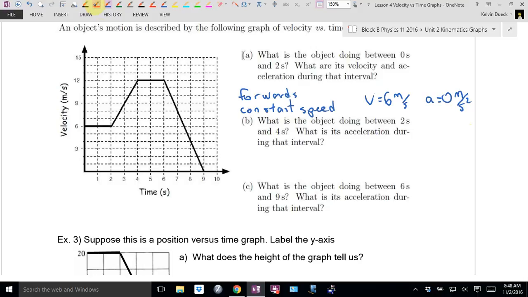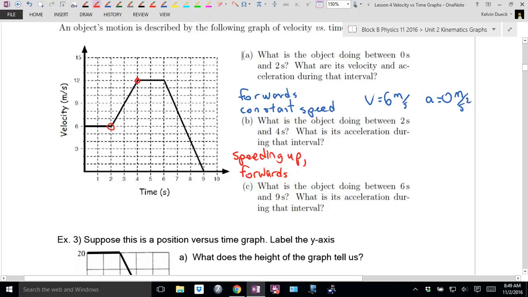What's the object doing between 2 seconds and 4 seconds? Forward speed. Speeding up forwards. Yes, absolutely. And then it says, please tell me the velocity. Oh, no, it doesn't ask for the velocity because the velocity is changing. All it can ask for is the acceleration.